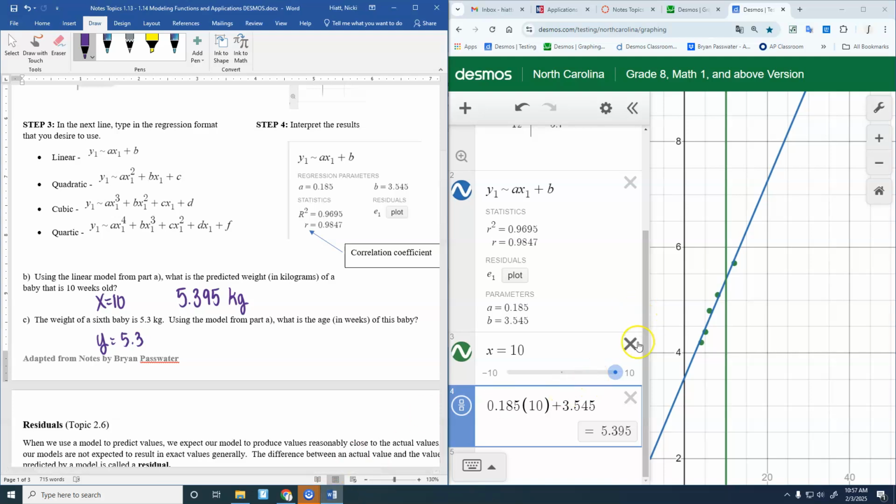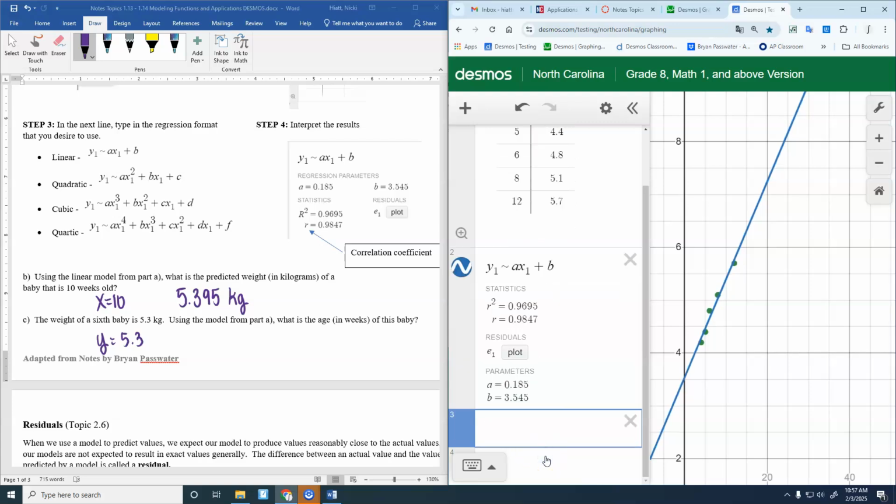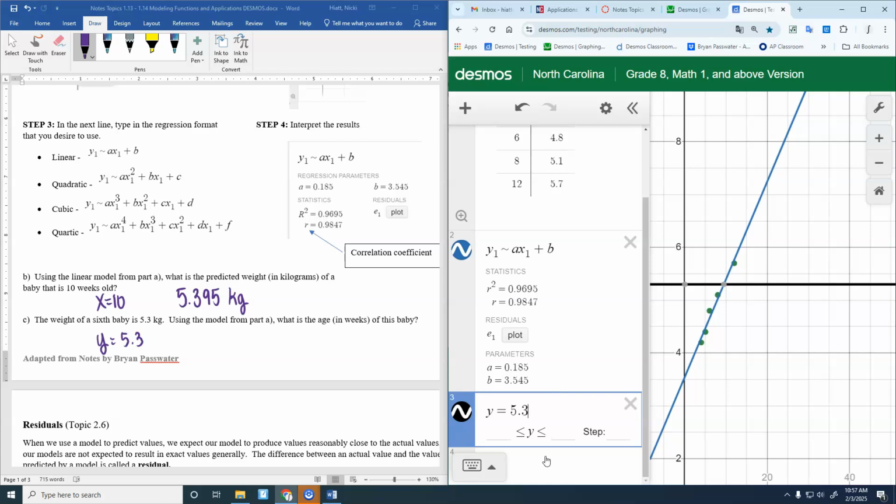We want to know what the age would be. So I would clear out this stuff because it was for the last part of the question. And I would type in Y equals 5.3. It's going to put you in a horizontal line. You're going to see where it crosses the regression. And you get 9.486. So 9.486 weeks.